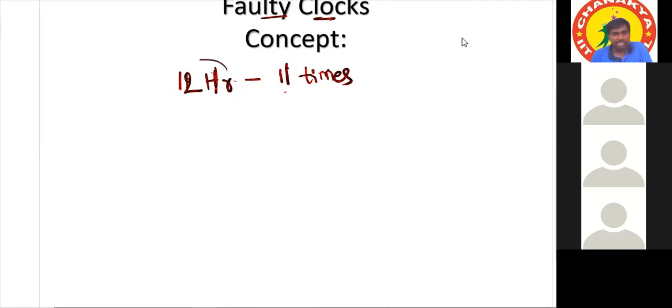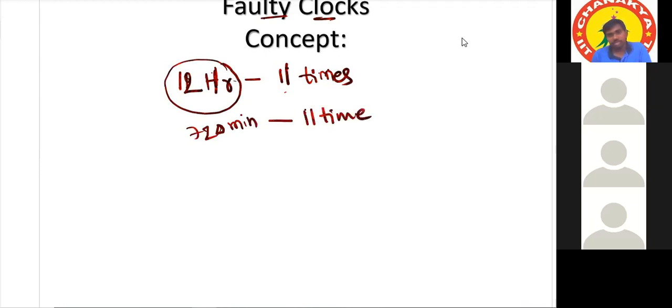Because it is in hours, let us convert it into minutes. 12 hours, if you convert into minutes, it will be 720 minutes, nothing but 12 into 60. Very good. 720 minutes. They are meeting 11 times. So to know the time gap between two successive meetings, what to do? 720 by 11. Right? Yes, sir.